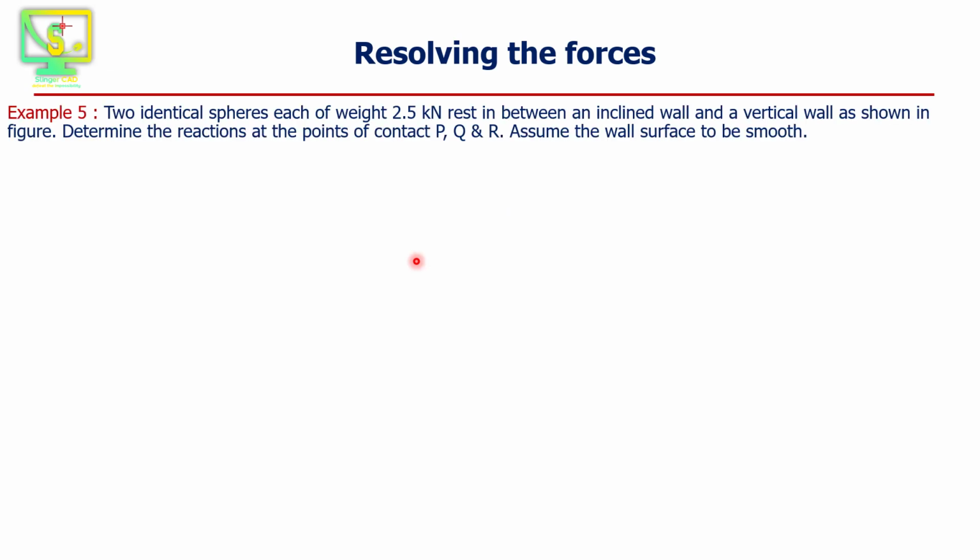Two identical spheres of each weight 2.5 kN rest in between an inclined wall and a vertical wall as shown in figure. Determine the reactions at the point of contact P, Q and R. Assume the wall surface to be smooth.